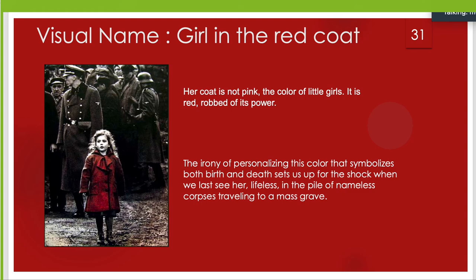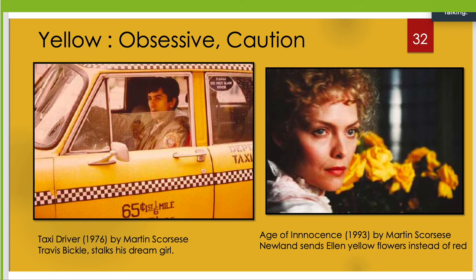In it, we have a little girl, and she is literally the only thing in the entire 2.5 hour long film that is in color. And so her coat is not pink, the color of little girls. It's red. And so it's robbed of its power. So I'll read it here. The irony of personalizing this color that symbolizes both birth and death sets us up for the shock when we, at last, in the end, see her dead in a pile of nameless corpses traveling to a mass grave. So it's incredibly poignant and very thoughtful.